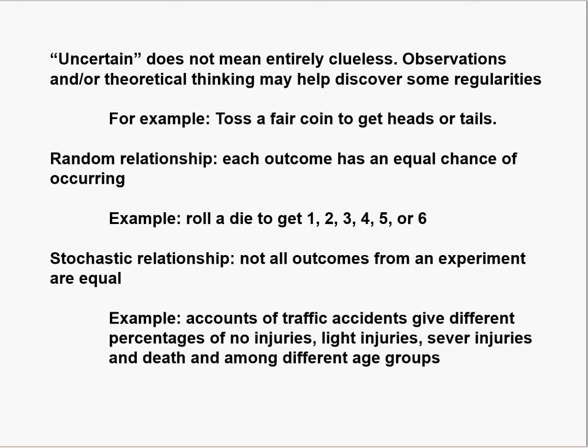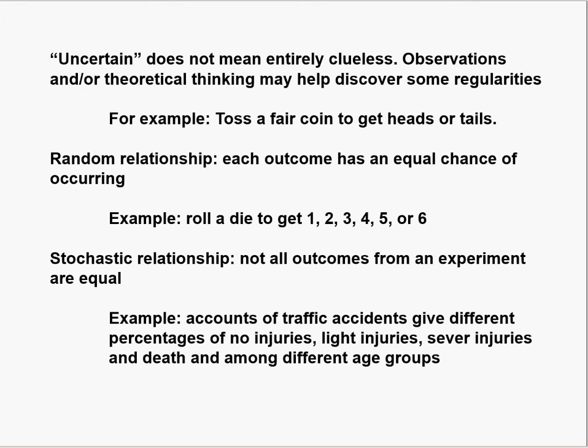For example, if you toss a fair coin to see whether you get the head or tails, you know that if the coin is fair, there's no reason that one side occurs more frequently than the other. So this theoretical reasoning gives us a guide regarding the outcome. So not entirely clueless. We have what we call the random relationship. Each outcome has an equal chance of occurring.